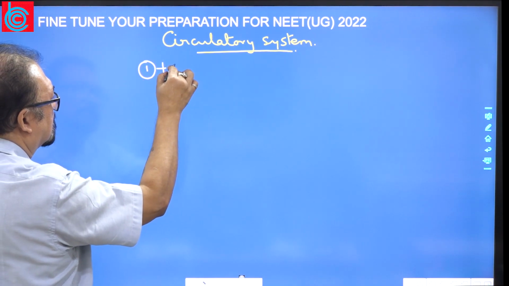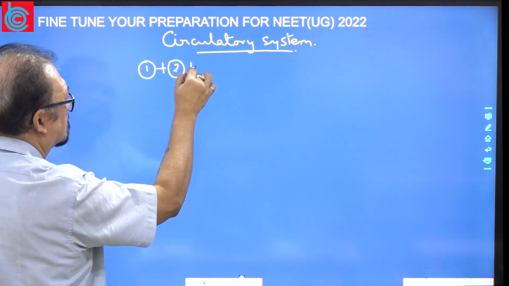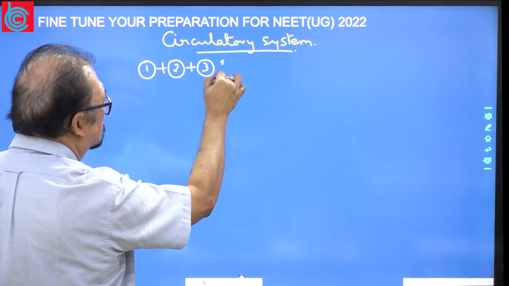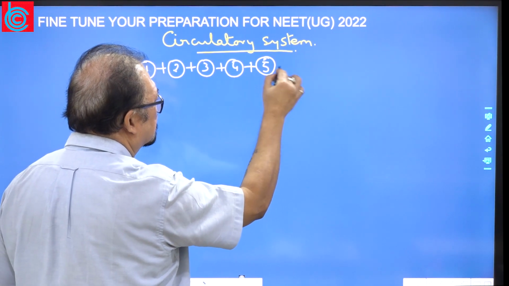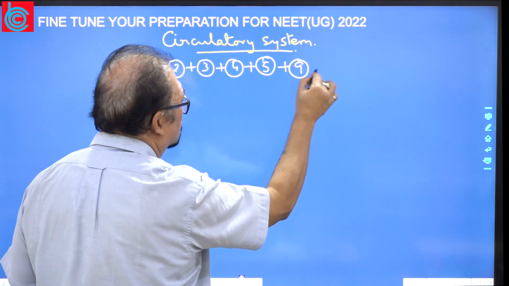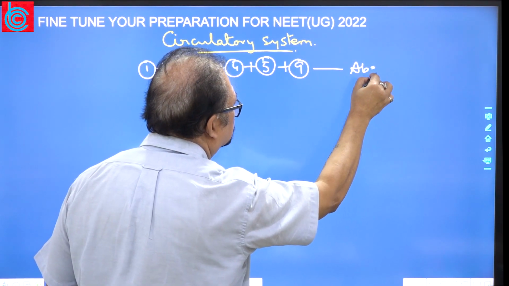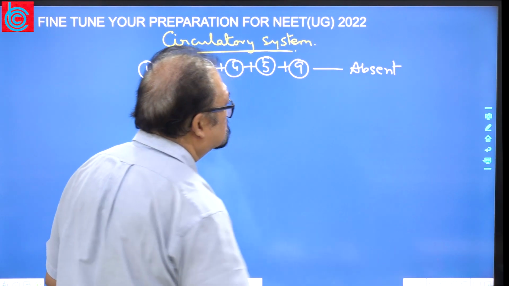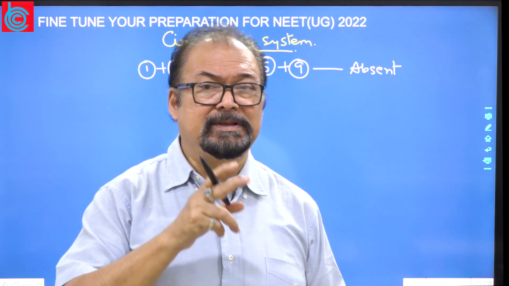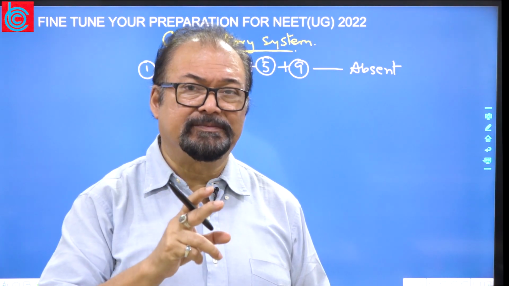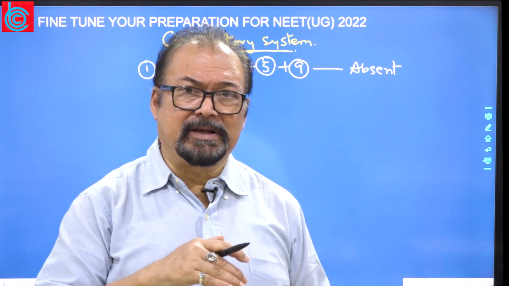Porifera, cnidaria, ctenophora, platyhelminthes, aschelminthes, echinodermata: absent. No circulatory system in echinodermata. Also in the platyhelminthes and the aschelminthes, the true circulatory systems are absent. They are endoparasitic. They have backward or retrogressive adaptation.